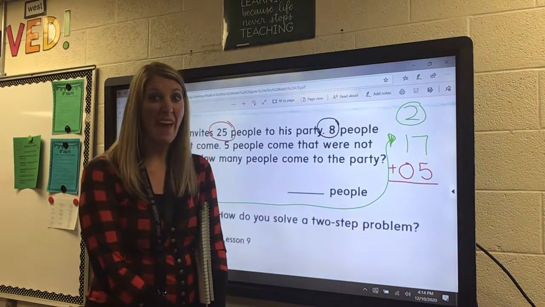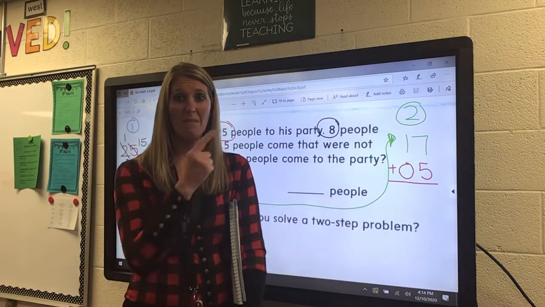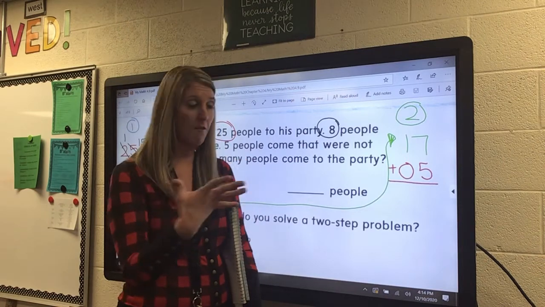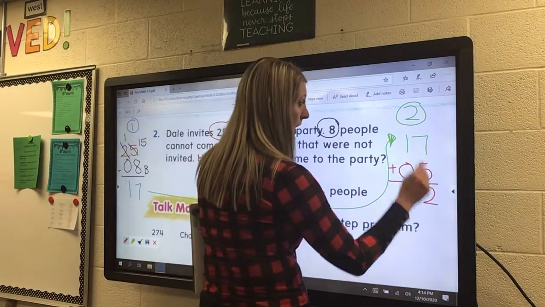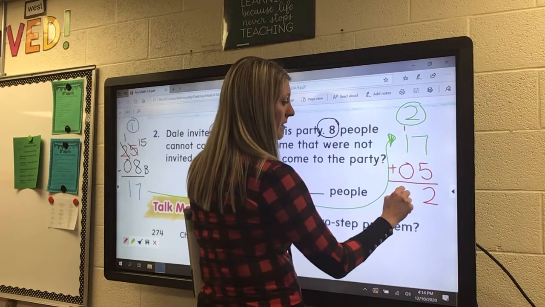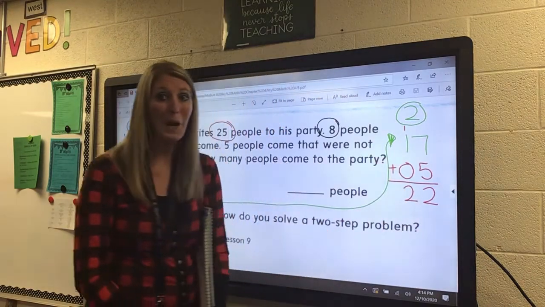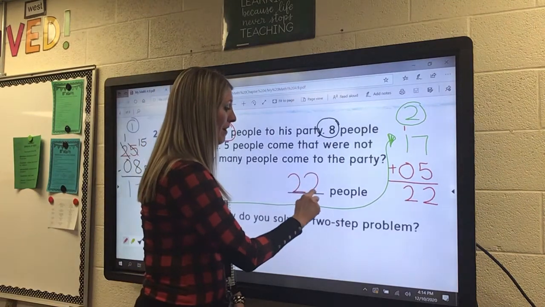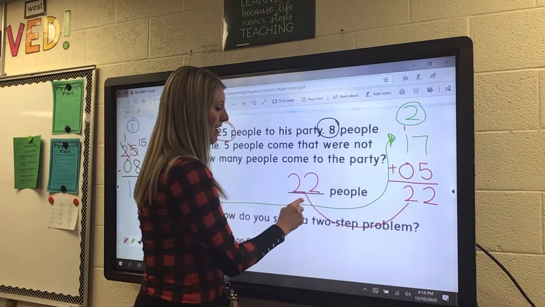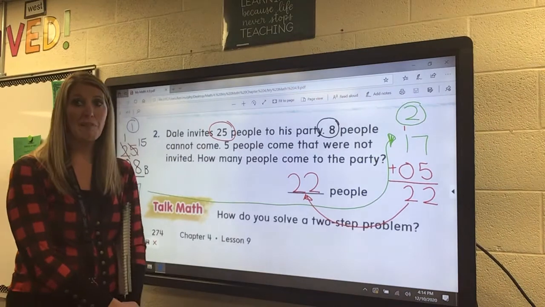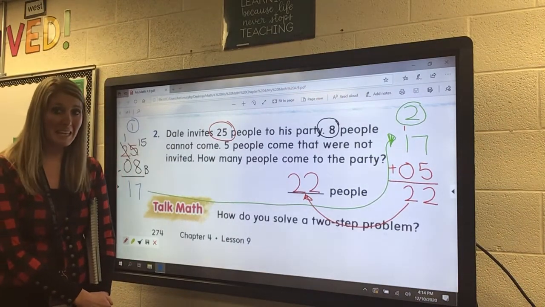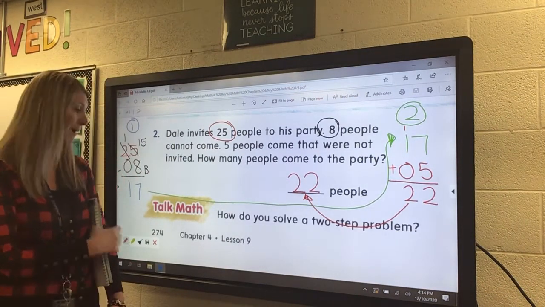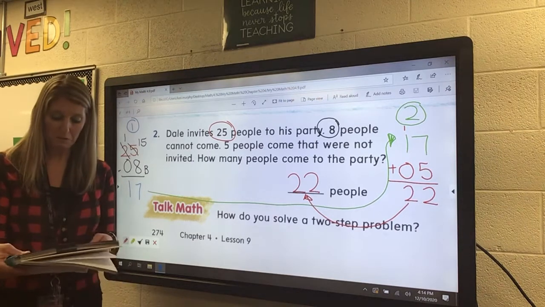All right, now we're going to add 7 plus 5, so 7, 8, 9, 10, 11, 12. Put down the 2, carry the 1. 1 plus 1 is 2. So there are 22 people that came to the party. So that answer is going to go there. All right, you just completed your second 2-step word problem. Pause the video if you need to.